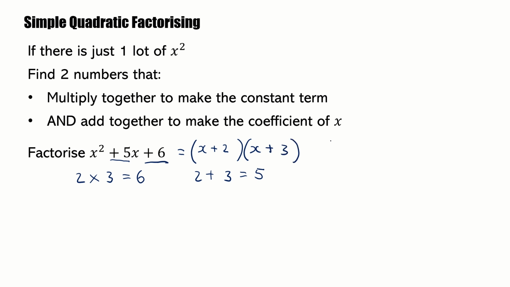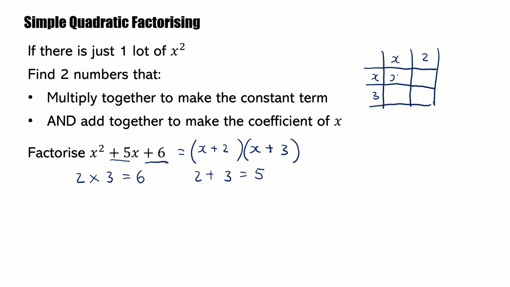You can also check your answer at the end, and the way you do that is you multiply out the brackets again to see and check if you end up back with what you started with. So for instance, if I try to multiply x plus 2 times by x plus 3, I'm going to use a grid method to do that. Then hopefully we end up with x squared plus 5x plus 6. If I do, I know I did it correctly. If I don't, I know I've mucked up.